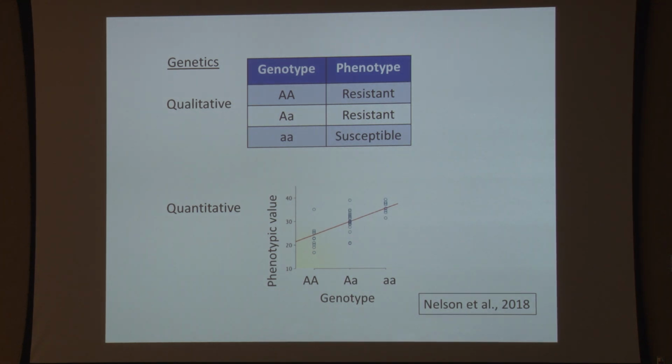So at the genetic level, the qualitative resistance is typically, but not always, dominant. So we would have both the dominant homozygous and heterozygous condition being resistant, the recessive being susceptible. Whereas with the quantitative, we can see a range of phenotypes for each of the genotypes.